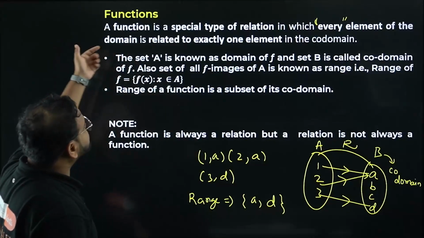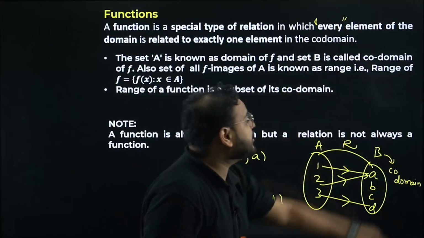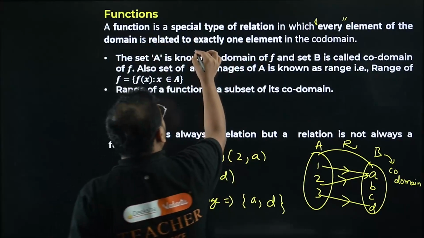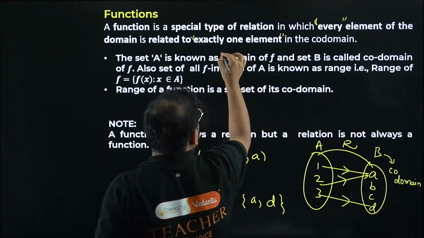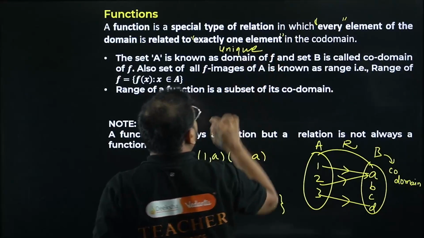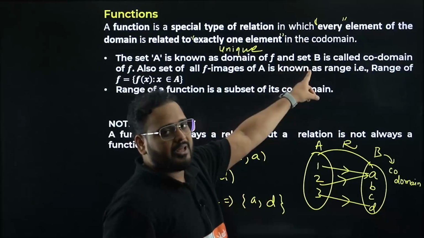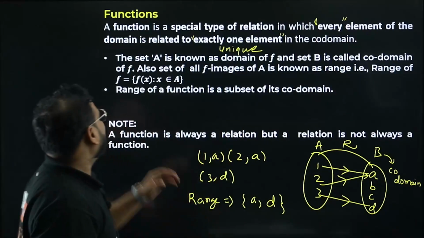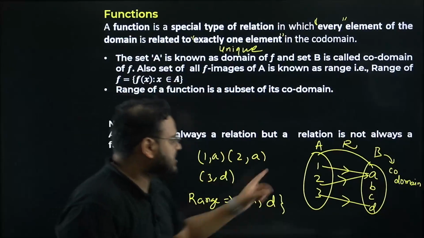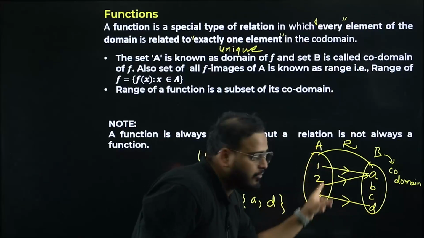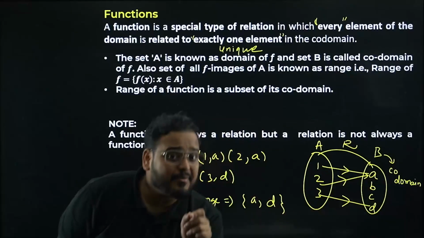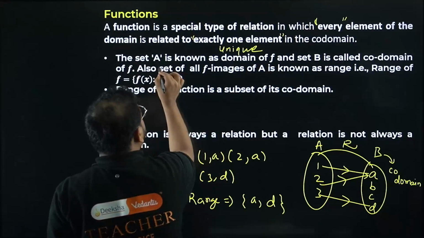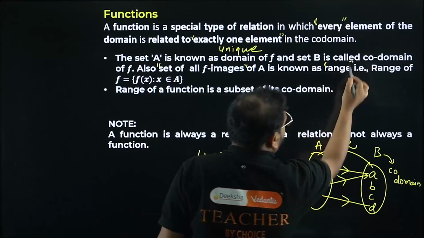Let me read the definitions now. A function is a special type of relation in which every element of the domain is related to exactly one element. Unique. I said this word unique. Unique mapping means the same thing: exactly one element in the codomain. Set A is known as the domain of f and set B is called the codomain. And also the set of all images. What is this, sir? A and D are the images of the elements of the domain, right? So the set of A and D will be called the range. The set of all the images is known as the range. I hope this is clear.